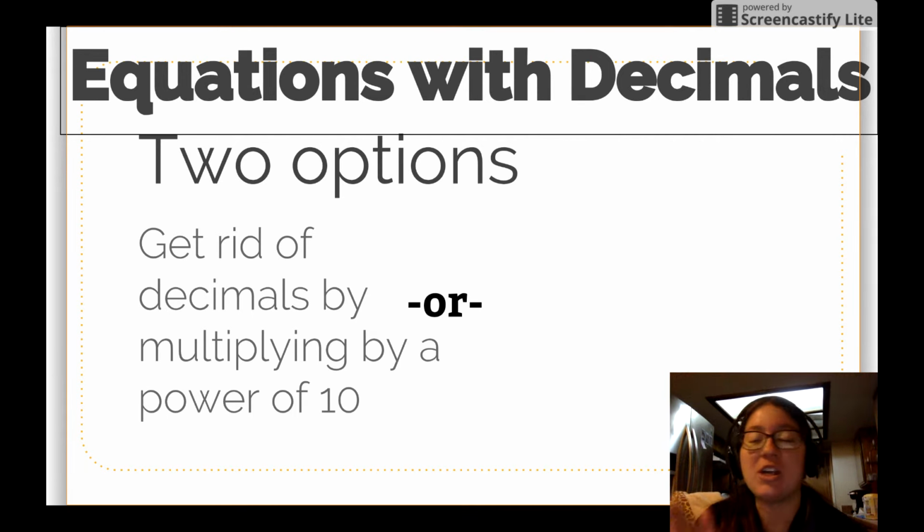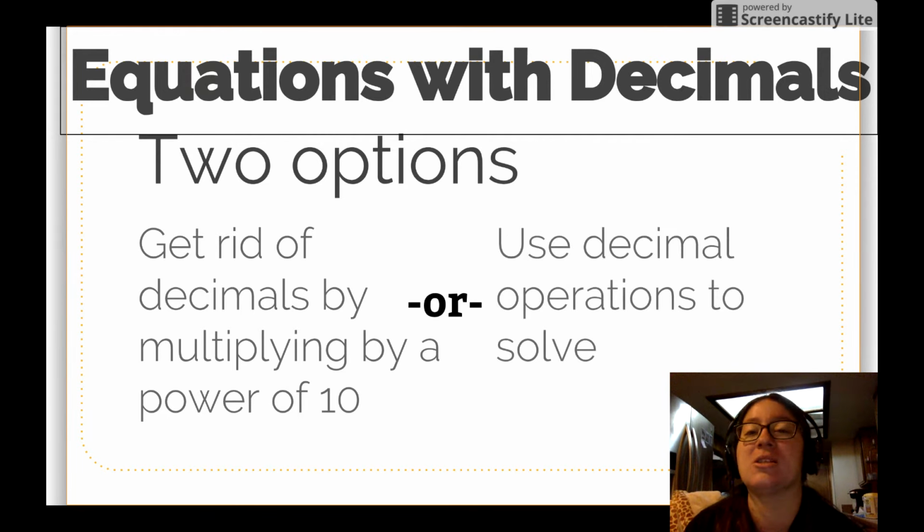If you don't want to do that, you're totally welcome to solve the problem however you normally would, whether it's variables on both sides, or you need to distribute, or a regular two-step or one-step equation, but you're going to have to do those decimal operations. By operations, I mean add, subtract, multiply, and divide.